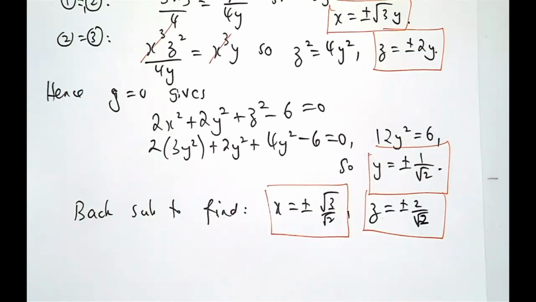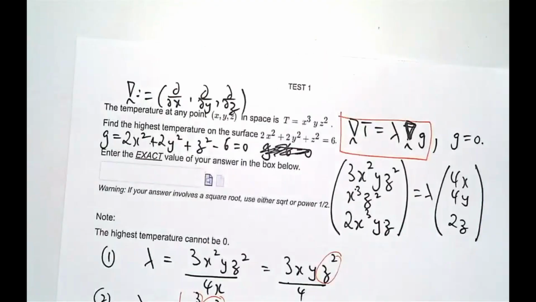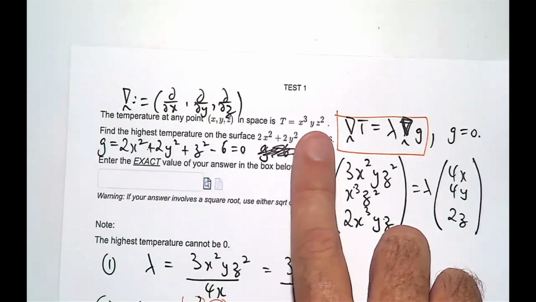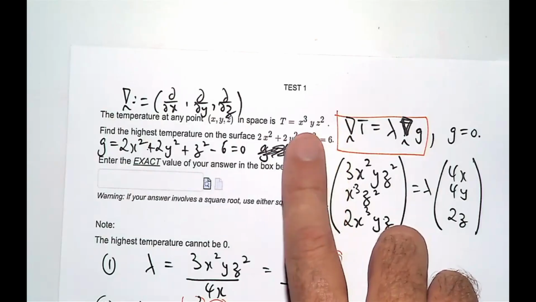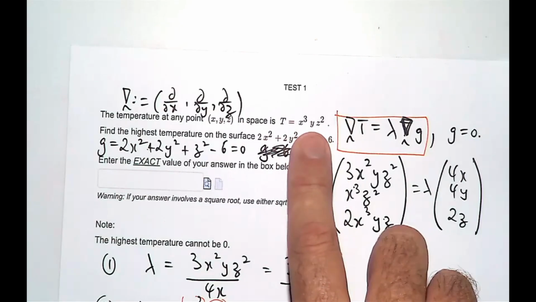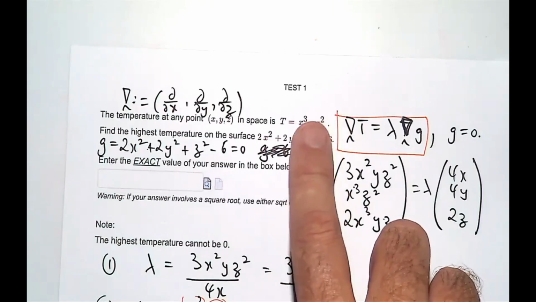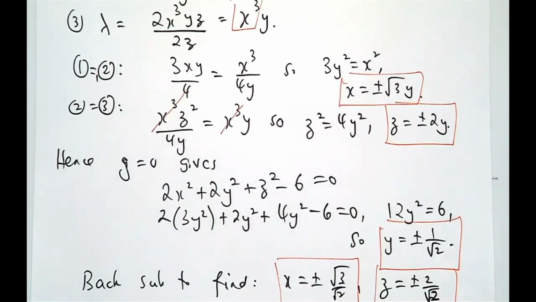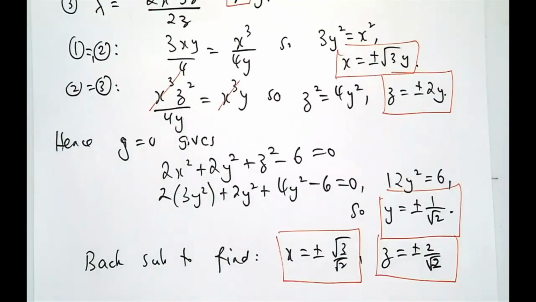Let's go back, way back. There's our temperature function. Okay? So if x, y, and z are all positive, you're going to get a positive answer. If x is negative and y is negative, doesn't matter what z is, you're going to get the same answer. So you don't have to test all these points. You can if you want to, but you could just choose all the positive values.